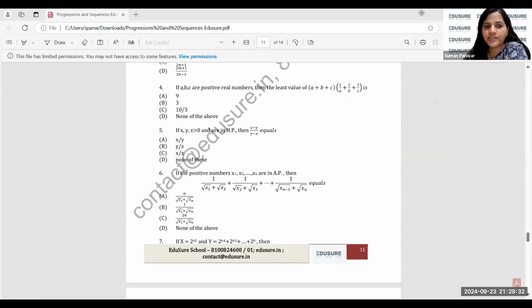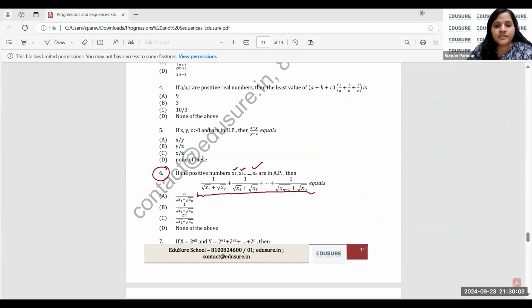This is a very good question. Question number 6. If the positive numbers x1, x2, ..., xn are in AP, then we have to find out what this is. Okay. So whenever you have square roots in the denominator, the first thing that should come to your mind is rationalization. I do not like square roots in the denominator, and you should also not like them. They look very messy.